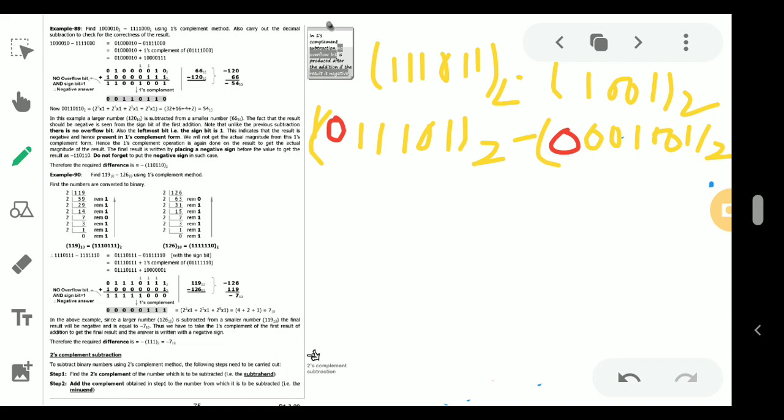Now we have to find the 2's complement of the number. First we will find the 1's complement of this particular number. So if we find the 1's complement of the number, what will be the resultant?